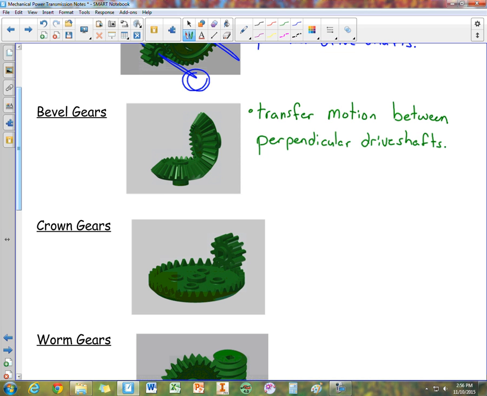So imagine that we have a drive shaft coming through here and a drive shaft through here. Now, something you do have to be careful about when you use these: there's a place where the drive shafts can hit each other, so if you use bevel gears, make sure that you use your shaft collars to prevent that.